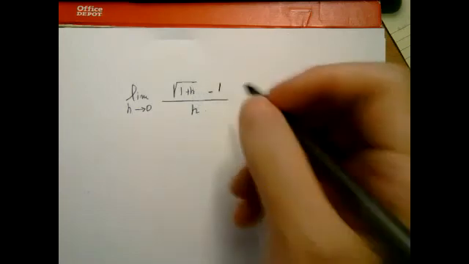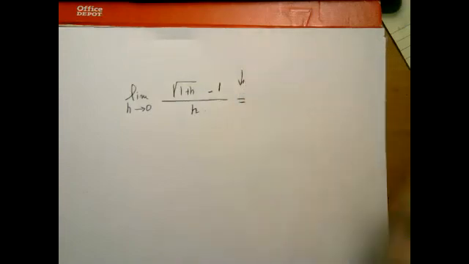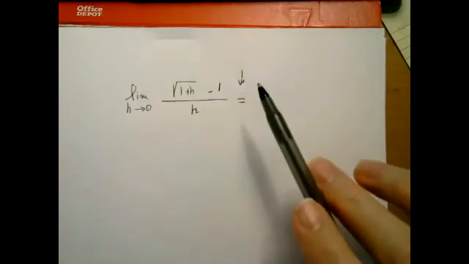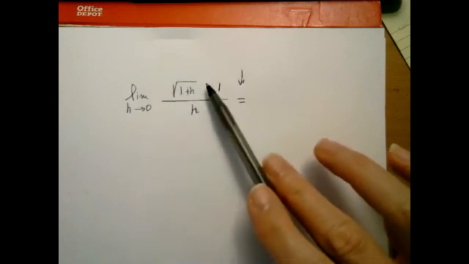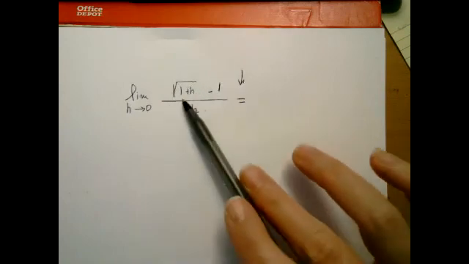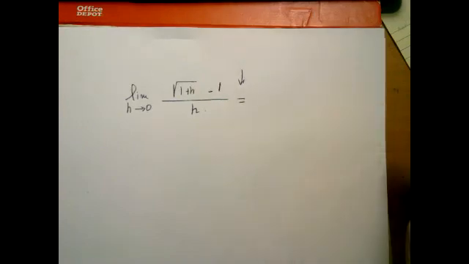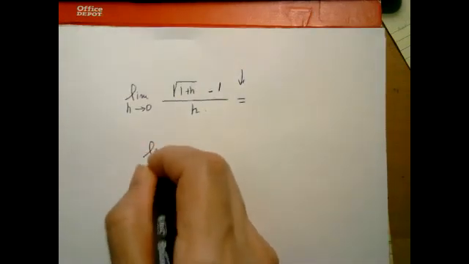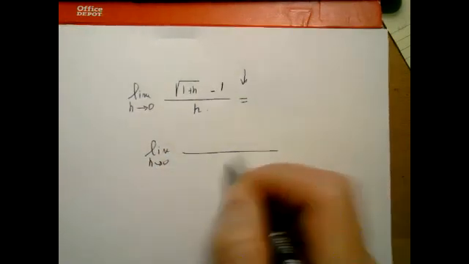So the way we're going to do that, and I want you to do it, is what we call rationalization. It means you want to get rid of the square root somehow, by multiplying numerator and denominator by the conjugate of that. So what do I mean by the conjugate? It means, what am I going to multiply by?